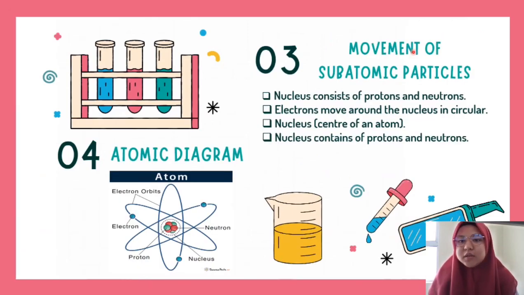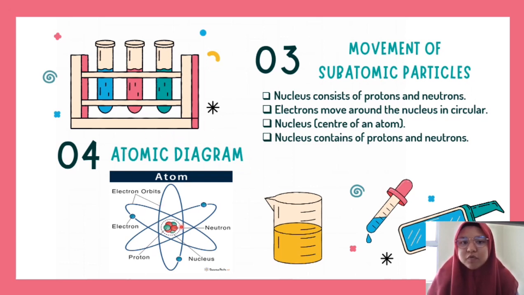Next, about the movement of subatomic particles. The nucleus consists of protons and neutrons. Electrons move around the nucleus in circular paths. The nucleus is the center of an atom and contains protons and neutrons. As you can see here, this is the atomic diagram.